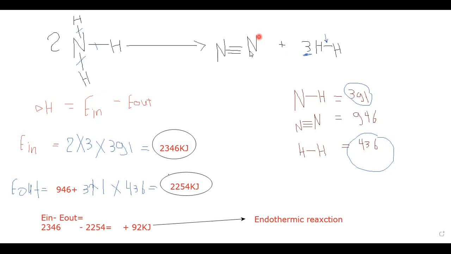Delta H is the enthalpy change, yes. The name of delta H is enthalpy change. So maybe your brother asks you: what is delta H? What does it mean? The name of delta H is enthalpy change. What does it mean? Enthalpy change is the change in the energy of the reaction. Okay.